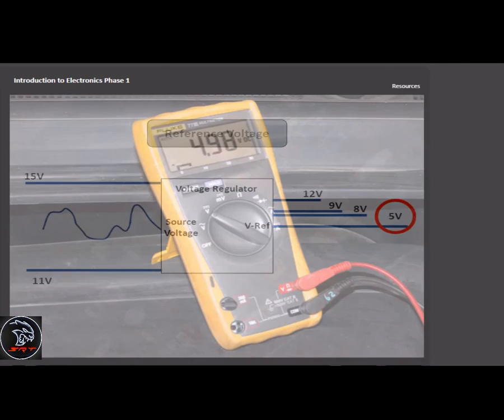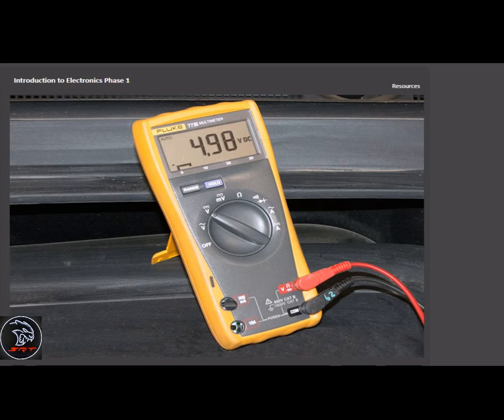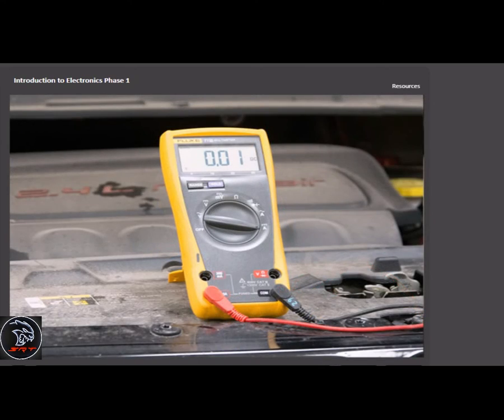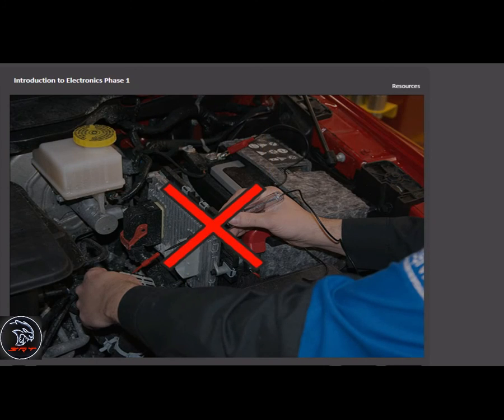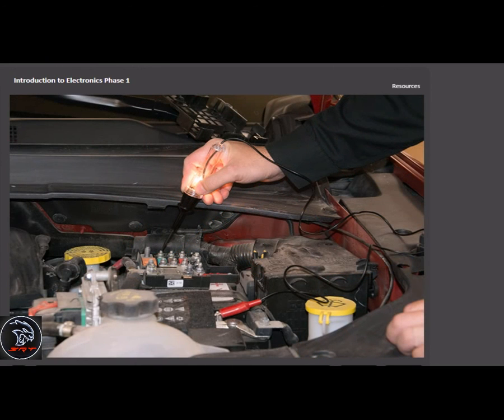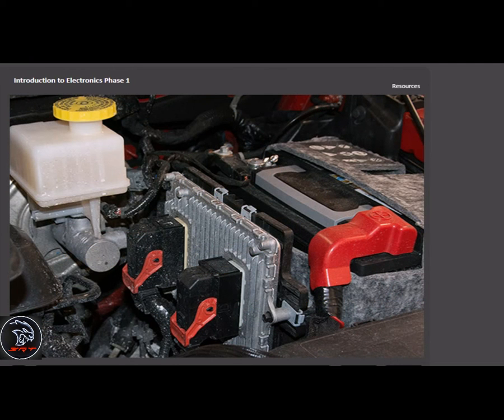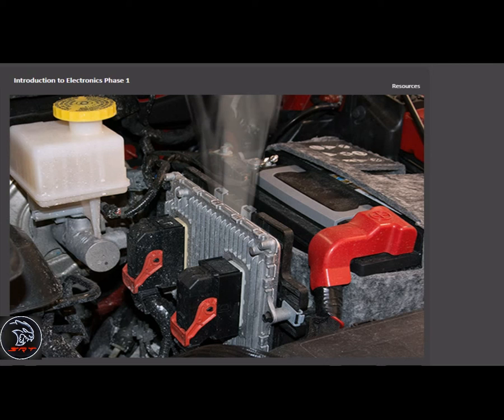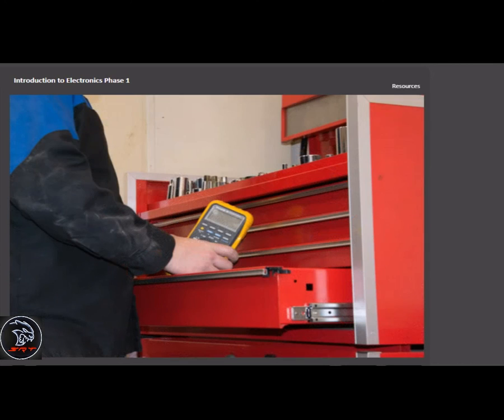The 5-volt module-supplied reference and signal circuits are designed to carry very small amounts of current. Never test these circuits with an incandescent test light. The current draw of an incandescent test light can exceed the limits of the control module and damage the unit. Always use a DMM when testing control module circuits.